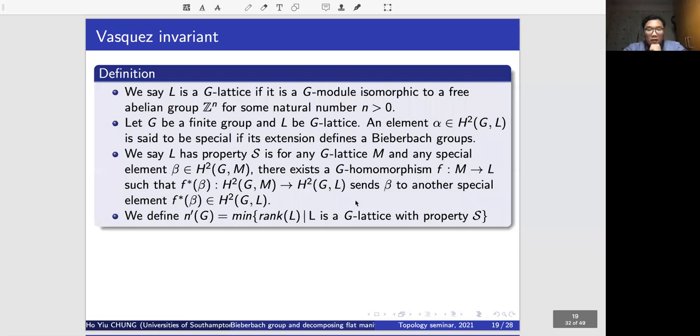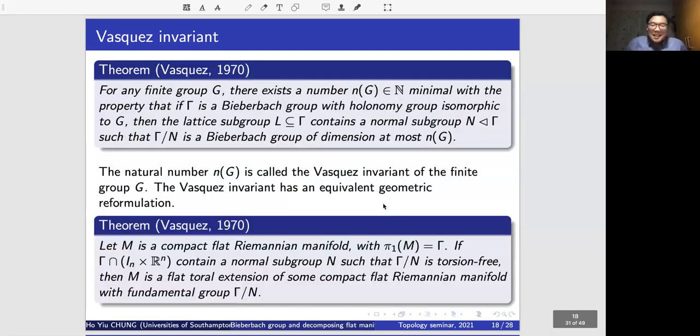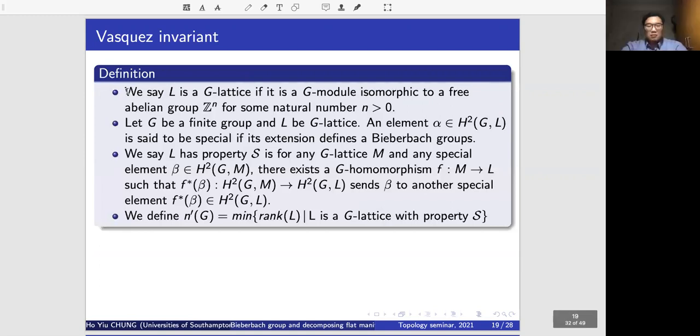But let me mention that first, because such an invariant is pretty hard to calculate. I think so far, for the general case, there's only one paper that has mentioned an upper bound for such an invariant. So it's pretty hard to calculate. All right, let's move on.